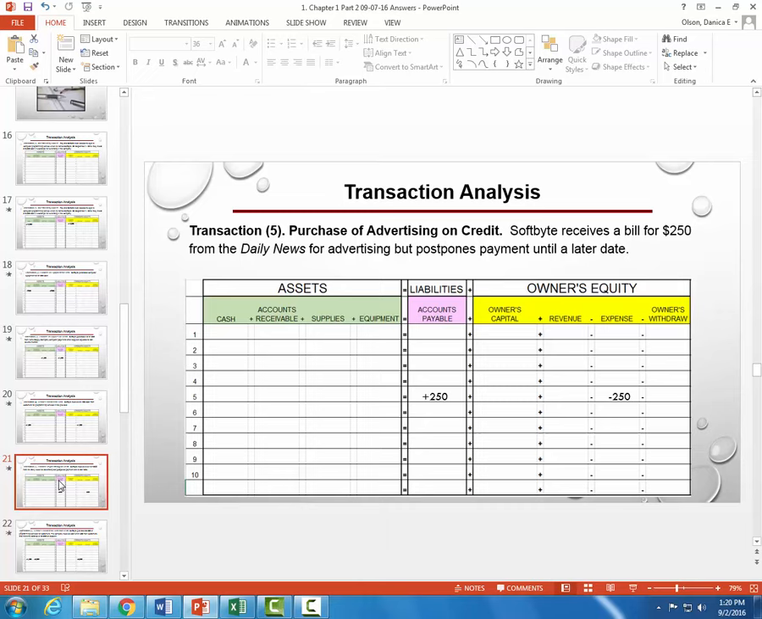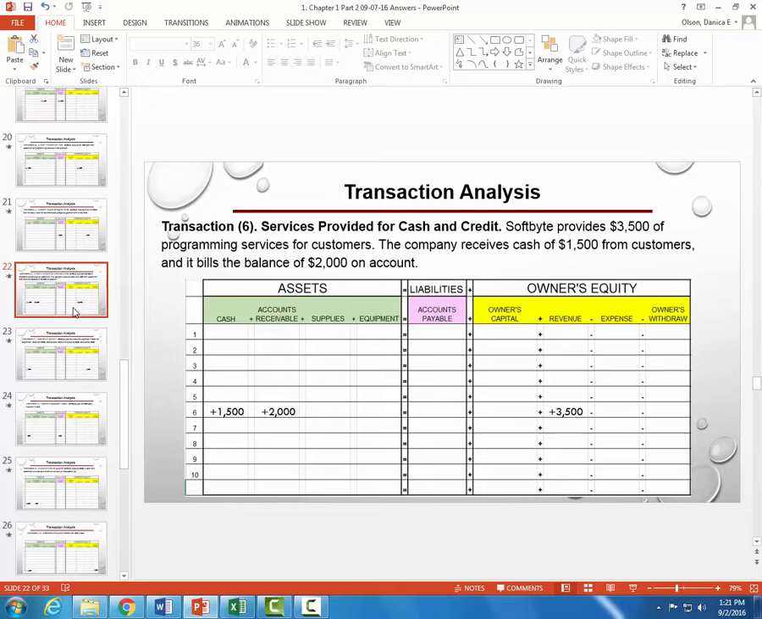Transaction 5. Purchase of advertising on credit. SoftBite receives a bill for $250 from the Daily News for advertising, but postpones payment until a later date. When this happens, the liabilities, or accounts payable, increase by $250 and expense will be a minus $250, because expenses decrease owner's equity.